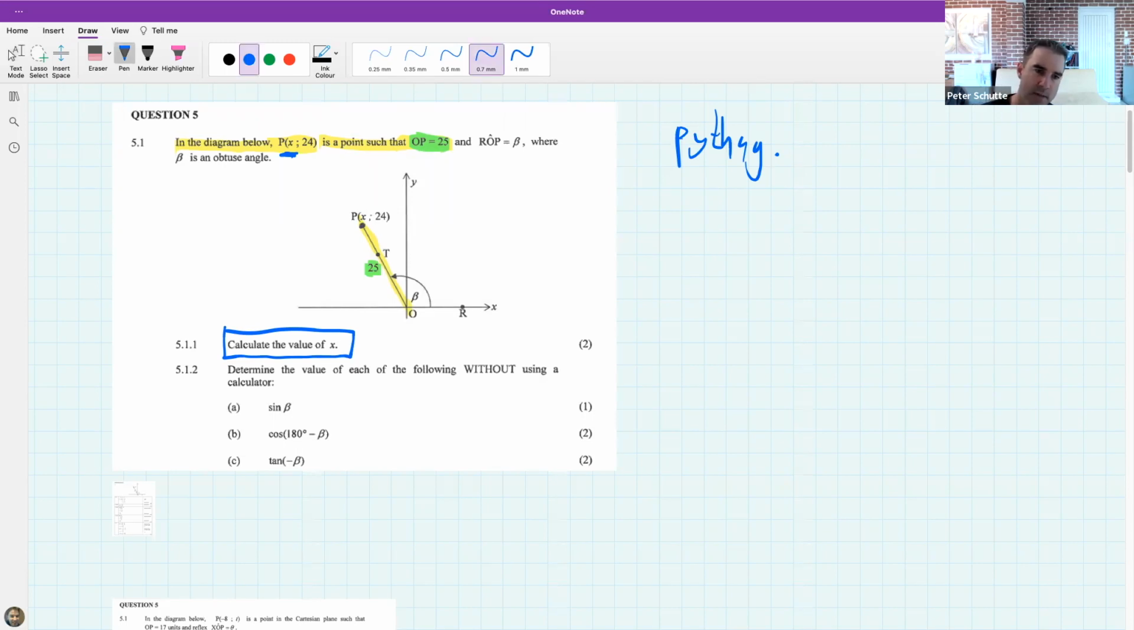So you can imagine the right angle triangle that's being formed. And you know that this is 24 and you know this is 25. And so what you're after is this thing here. So maybe we can say 25.